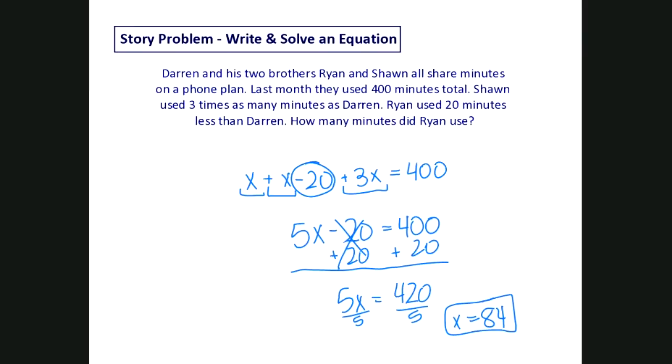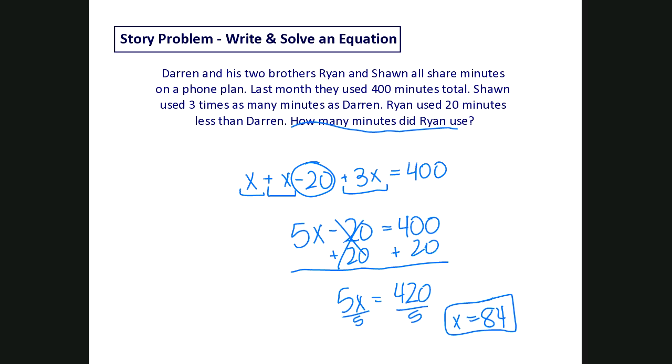Okay, now this is where a lot of students are going to make a mistake on the test. So your ears should be like, oh, Mrs. Scholes, what is it? This is where you're going to make a mistake on the test if you do make a mistake on this question. The question says, how many minutes did Ryan use? Is the answer 84? Okay, good. You guys are smart.